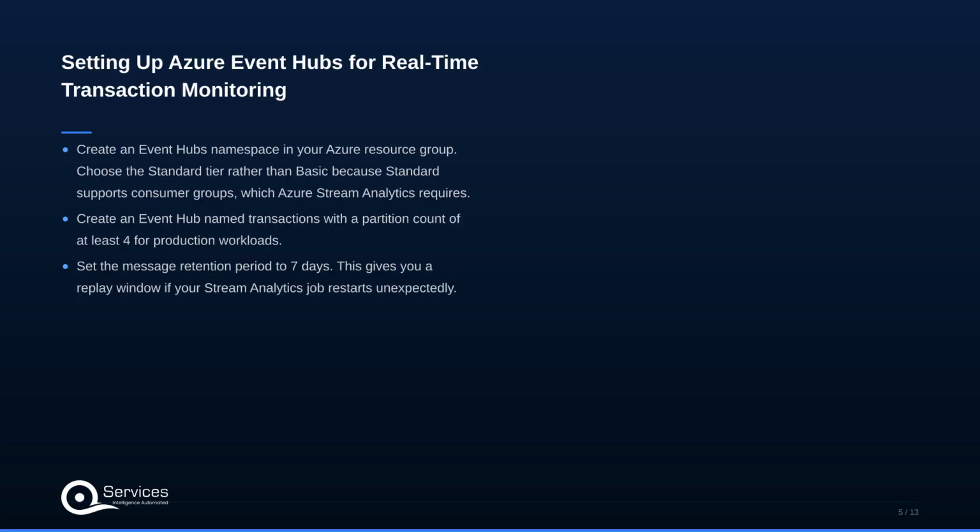Next up, setting up Azure Event Hubs for real-time transaction monitoring. Azure Event Hubs is the ingestion layer. Think of it as a high-throughput message bus that absorbs payment events from your payment processor, core banking system, or open banking API and holds them for downstream processing. Here is how to configure it.